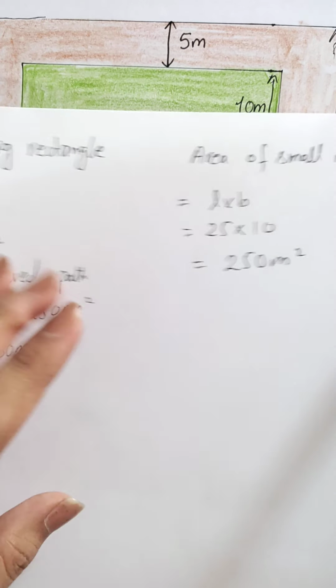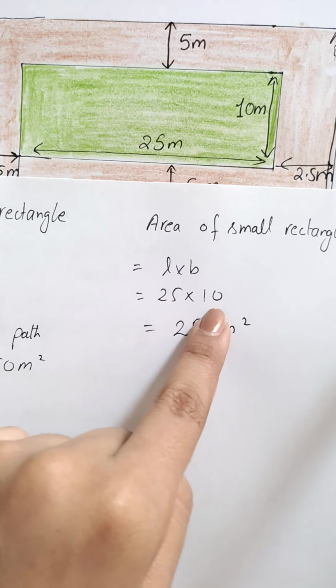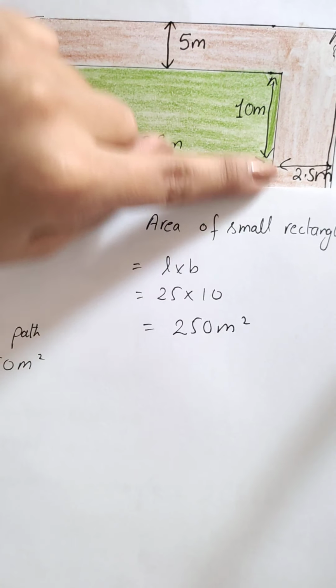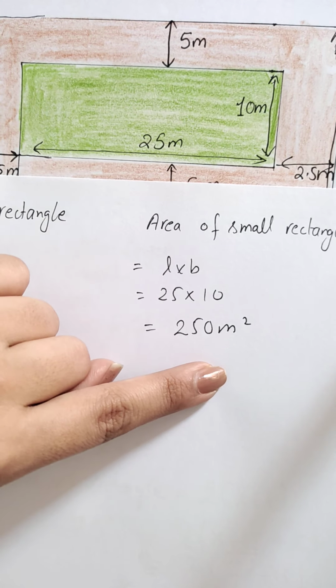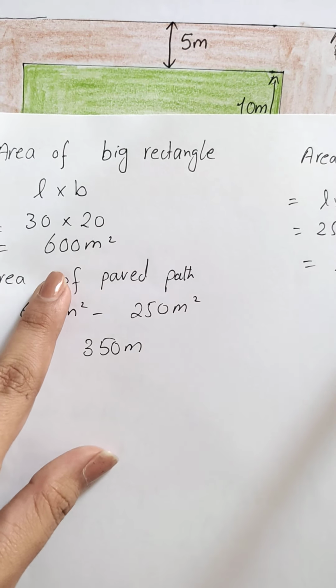Sorry, we forgot to find the area of the small rectangle. The area of the small rectangle is L cross B, the length is 25 and the breadth is 10, and you will get the answer 250 meter square. And the area of the big rectangle is 600 meter square.